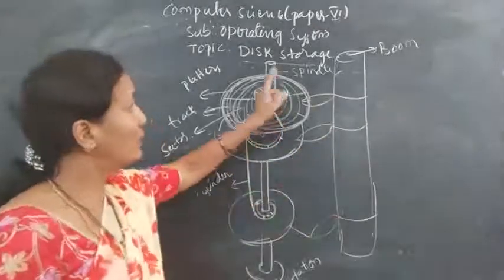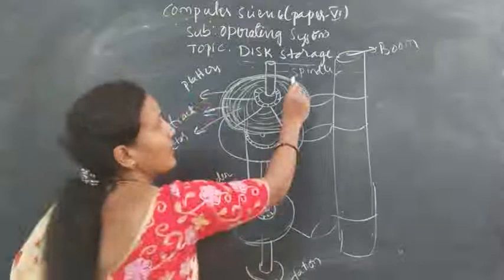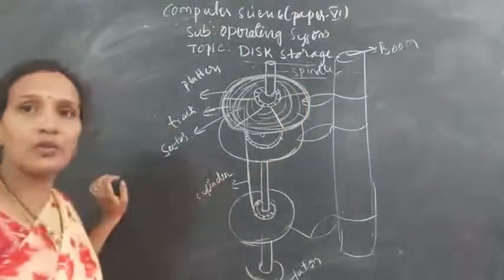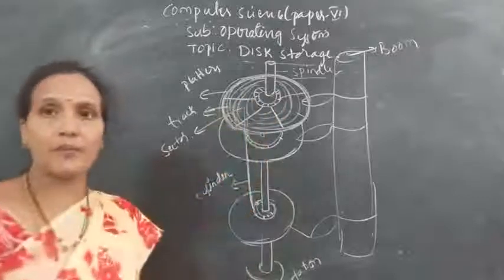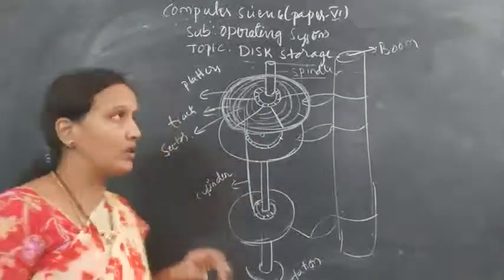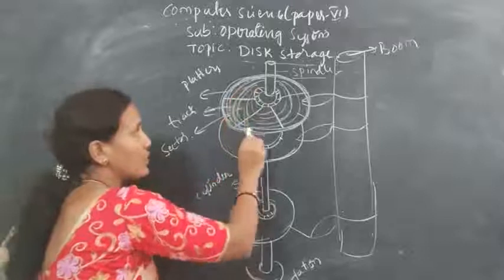Now, come to the spindle. Here, one more part is the spindle. What it does is spin the platters. Why does it have to spin? Because these tracks are used to store the content.